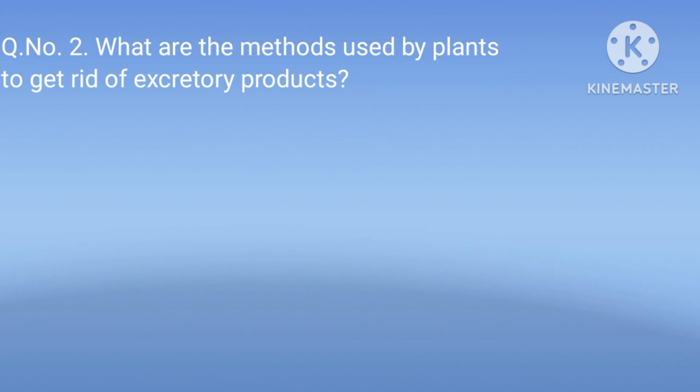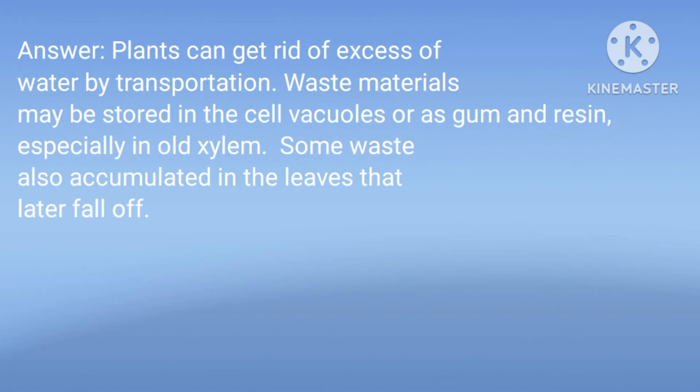Question number 2. What are the methods used by plants to get rid of excretory products? Answer: plants get rid of excess water by transpiration. Waste materials may be stored in the cell vacuoles or as gum and resin, especially in old xylem. Some waste is also accumulated in the leaves that later fall off.